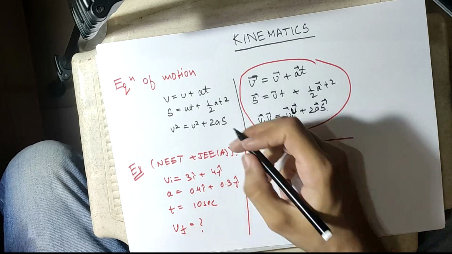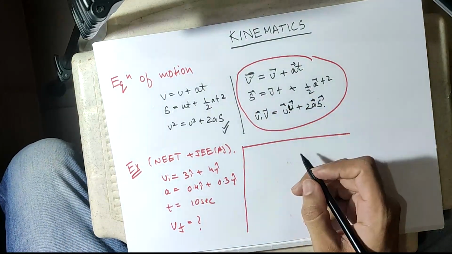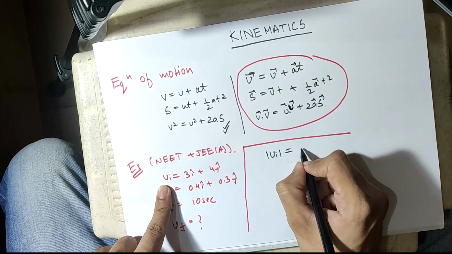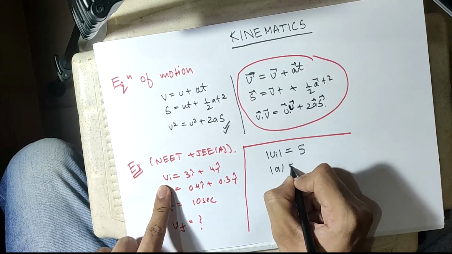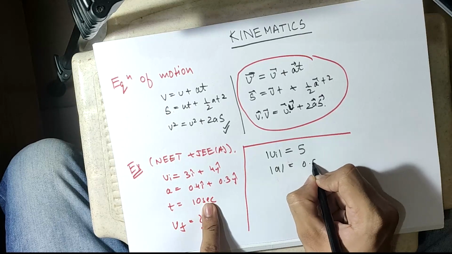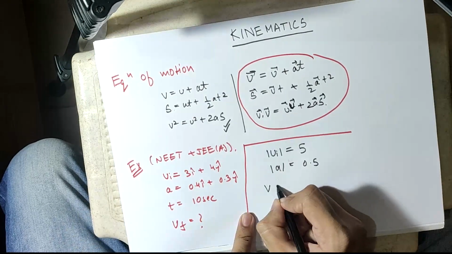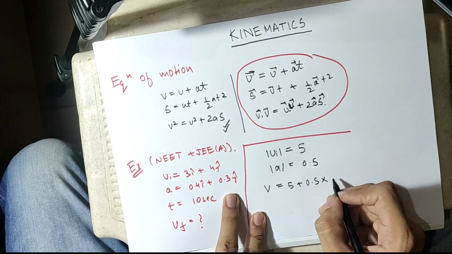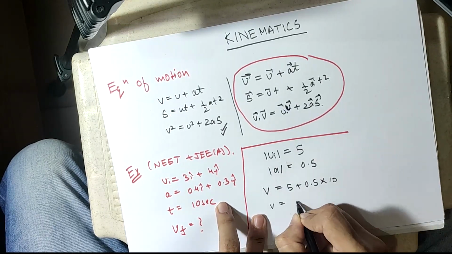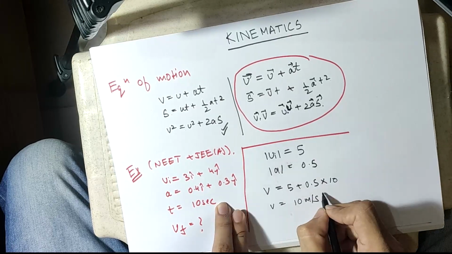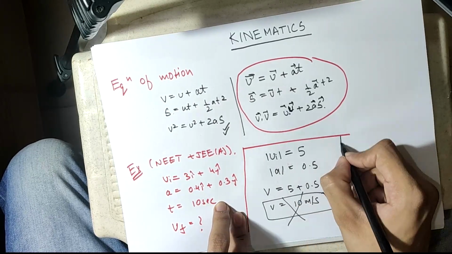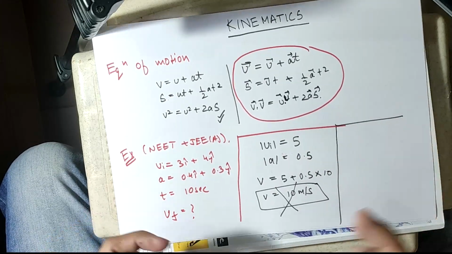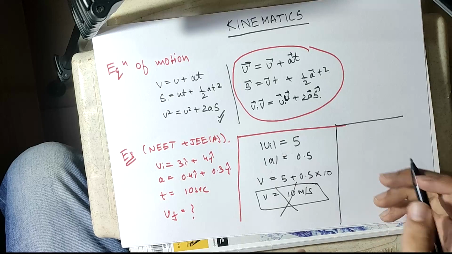What many people will do, thinking of these equations, is find the value of this, which will come to be 5. People will find the value of this, which will come out to be 0.5. Then people will use V is equal to U plus AT: 5 plus 0.5 into 10, which will be 10 meter per second. This is the wrong answer, and obviously it is an option. So please be very careful about how to learn these equations of motion.